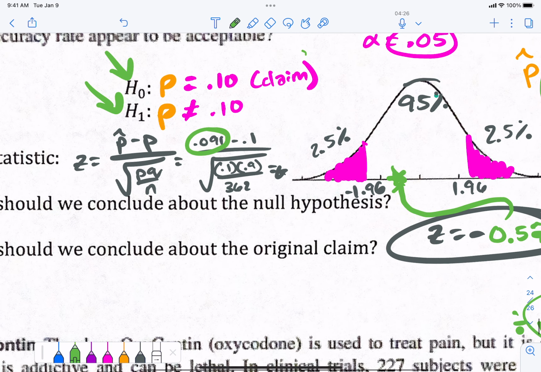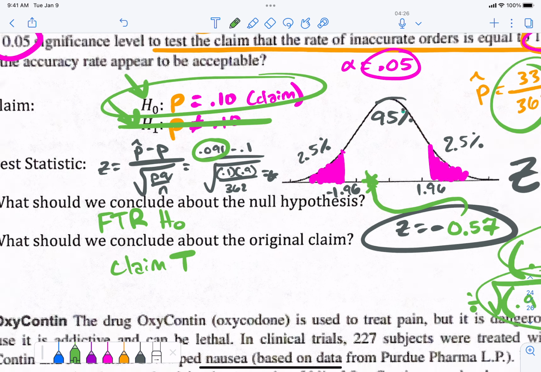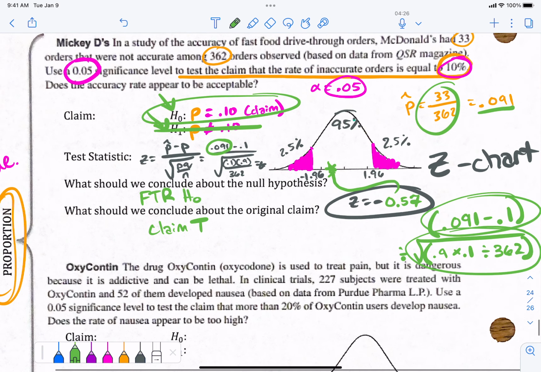Which one are we going to circle out of these two? The top one. We're going to cross off the bottom one. So this is an FTR, right? FTR, H naught, and claim. What does FTR mean? Fail to reject. What does that equal? Our calculation: negative 0.57. Okay, yes.